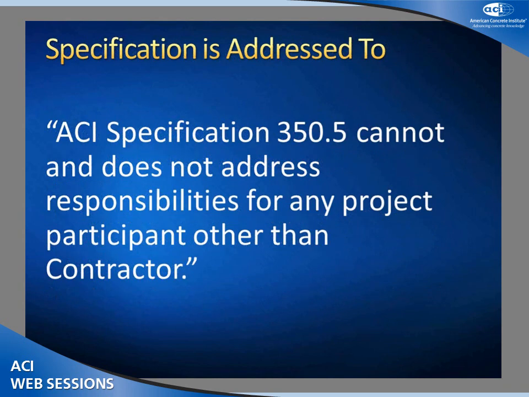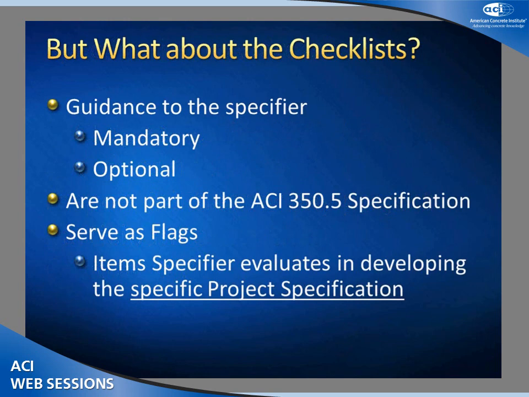So I really want to point out the specification is for the contractor. The specification can be referred to, and this is actually a quote out of the spec: it cannot and does not address responsibilities for any project participant. It doesn't address the testing lab, it doesn't address the owner, it doesn't address the consulting engineer, the inspector. Basically, it's for the contractor. All the provisions, as you read through a spec, should be for the contractor.